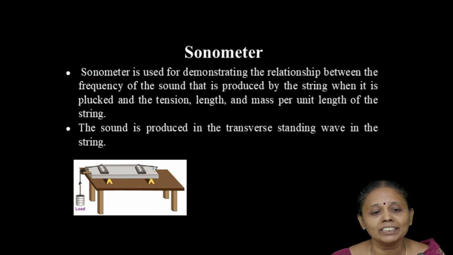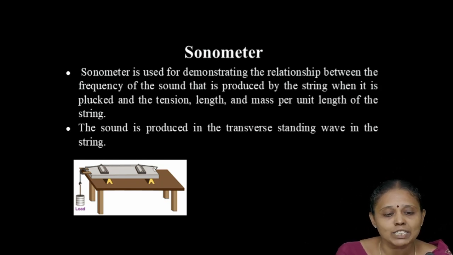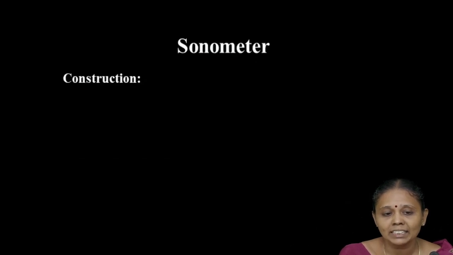Next comes sonometer. It is an instrument used for demonstrating the relation connecting the frequency produced by the string when it is plucked, with its tension, length and mass per unit length of the string. Here in this case, the sound produced is a standing wave. Here the standing wave is produced in the string. So this is the diagram which shows the sonometer. Here we see that it consists of the load. The load is hanged to the other end of the string.